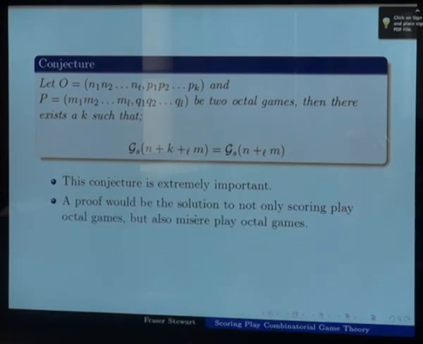So a proof would be the solution to not only scoring games, but also misère and normal play octal games, all at the same time, which I think is really cool. And there's a lot of evidence to support that this conjecture is true. I have looked at lots and lots of examples that support that it holds as well. But obviously we're mathematicians, so we need a proof.